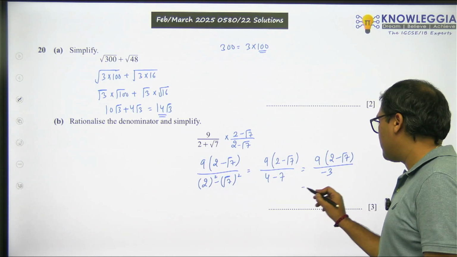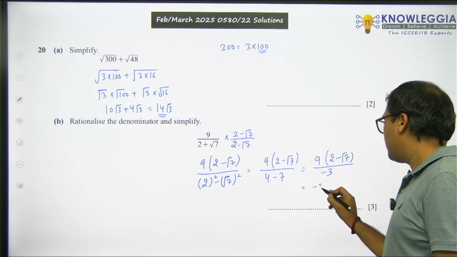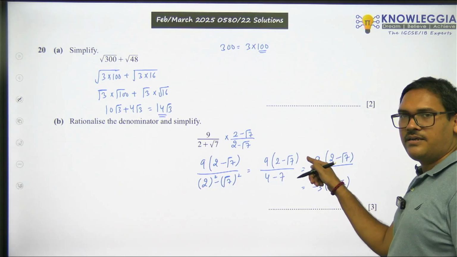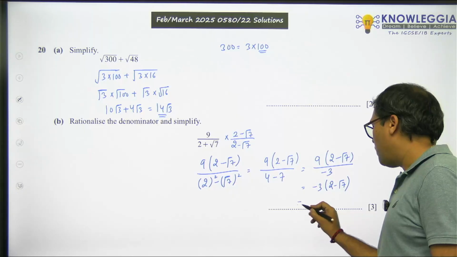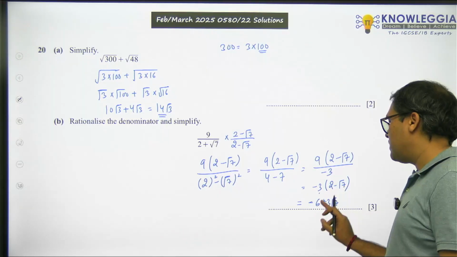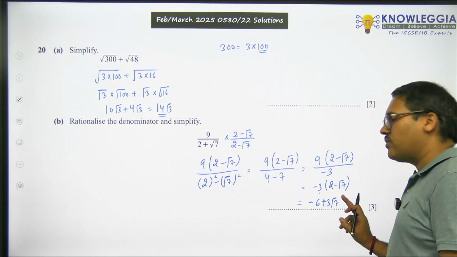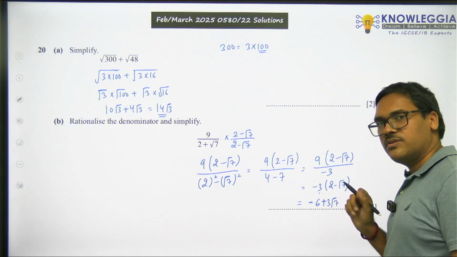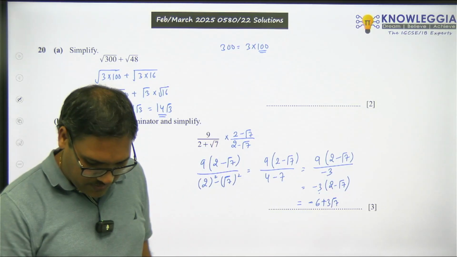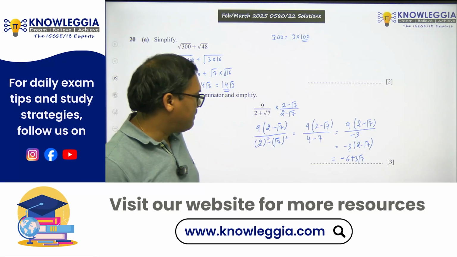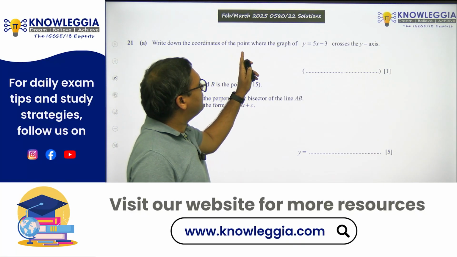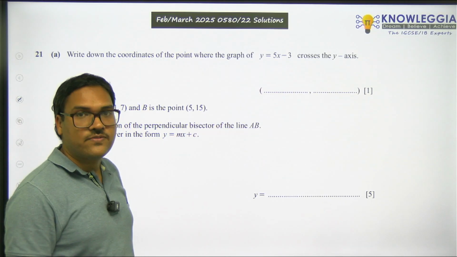Correct? So I can do this also. I'll just take this negative 3 and this 2 minus root 7. This is clear? 3 and 9 cancel, correct? So now if I just open this, this is negative 6 plus 3 root 7. Negative 3 into 2 is negative 6, and negative 3 into negative root 7, negative times negative is positive, so this becomes 3 root 7. So this is the answer, 3 root 7 minus 6 in the simplified form. Next question.